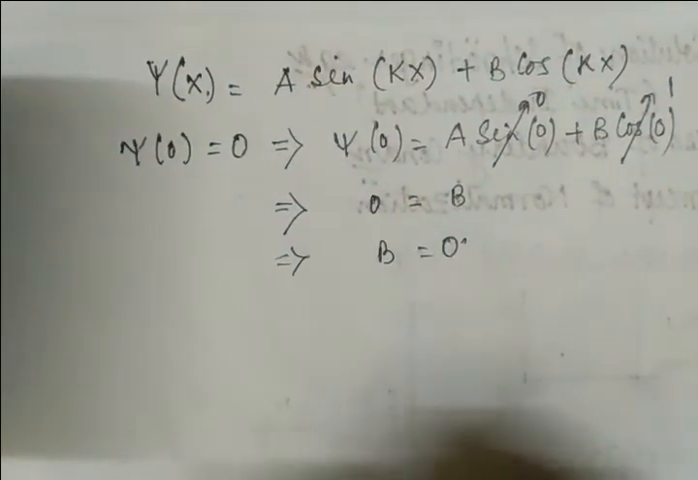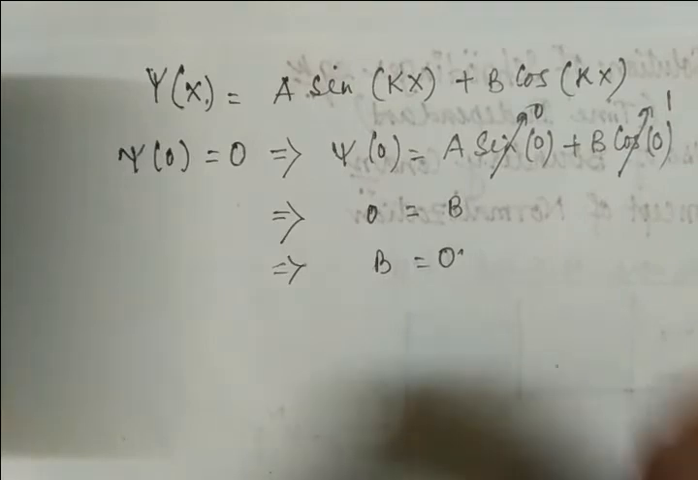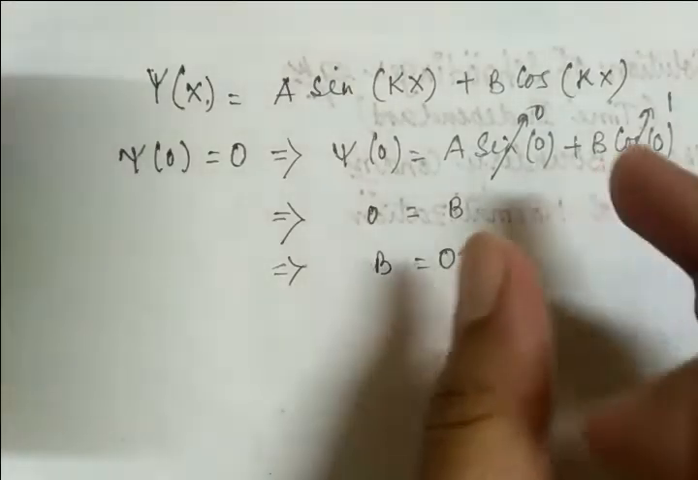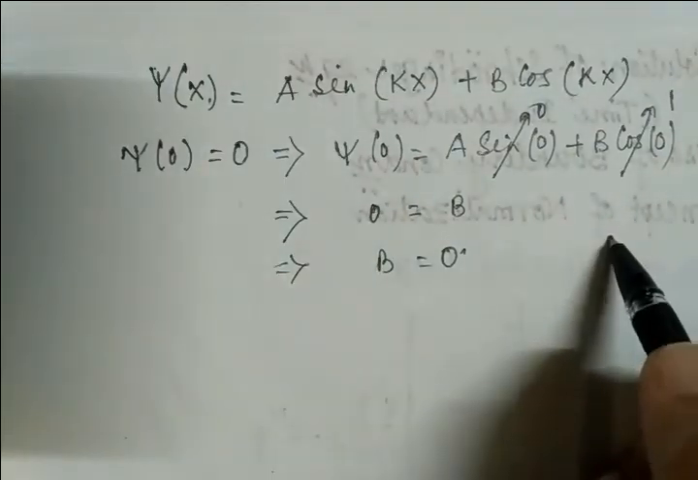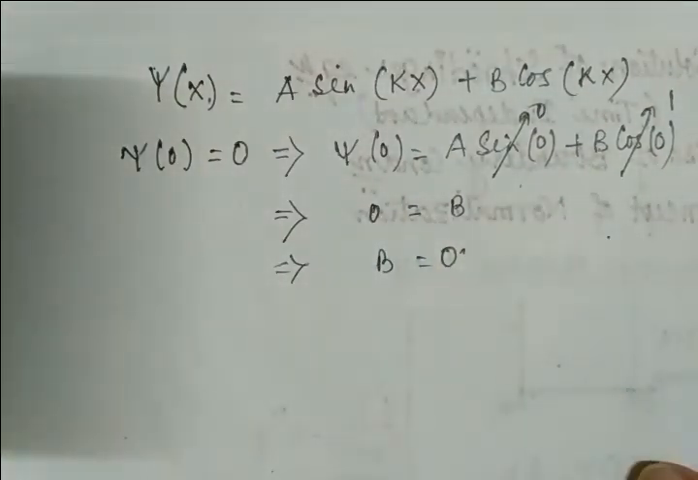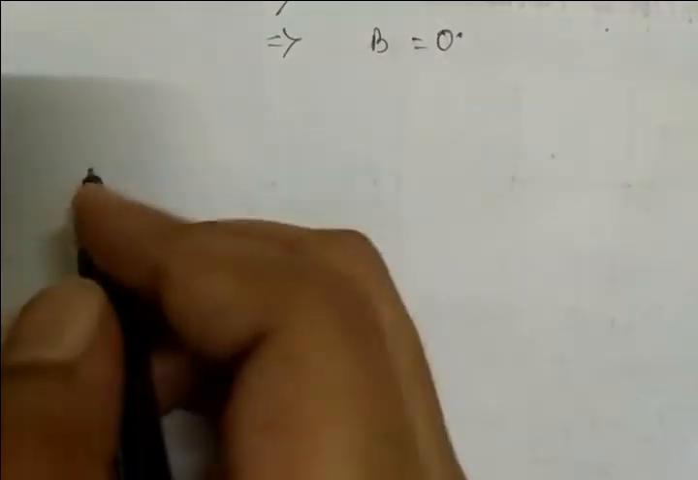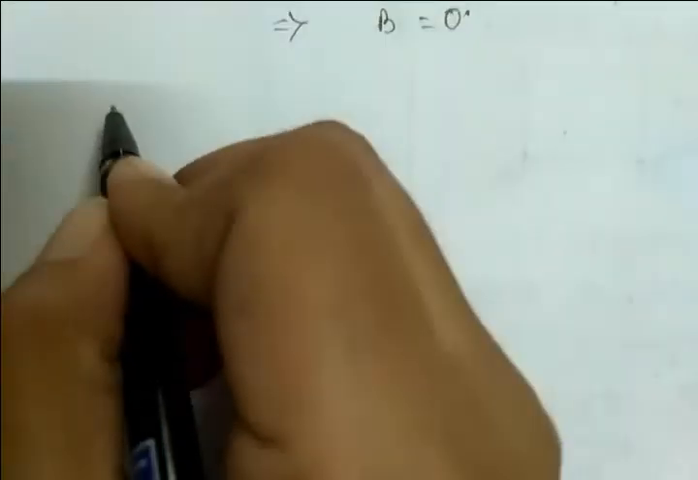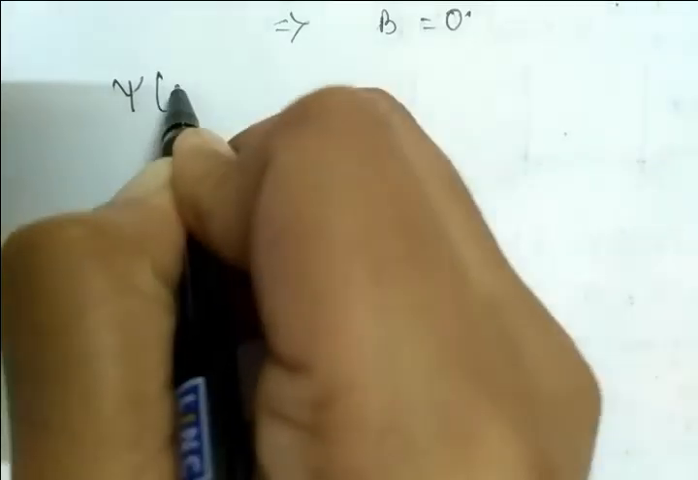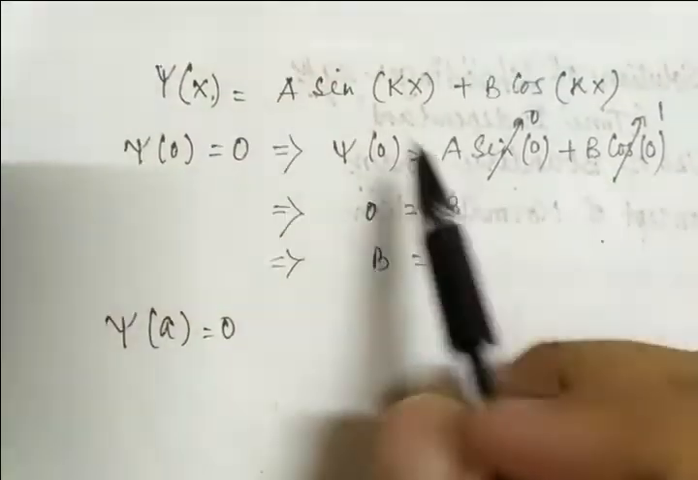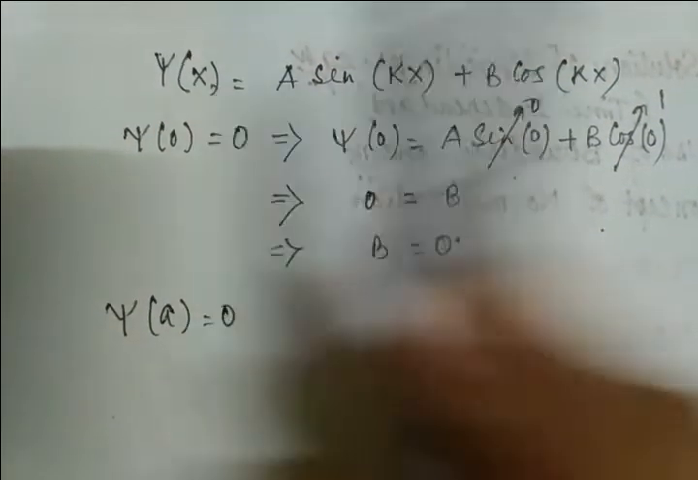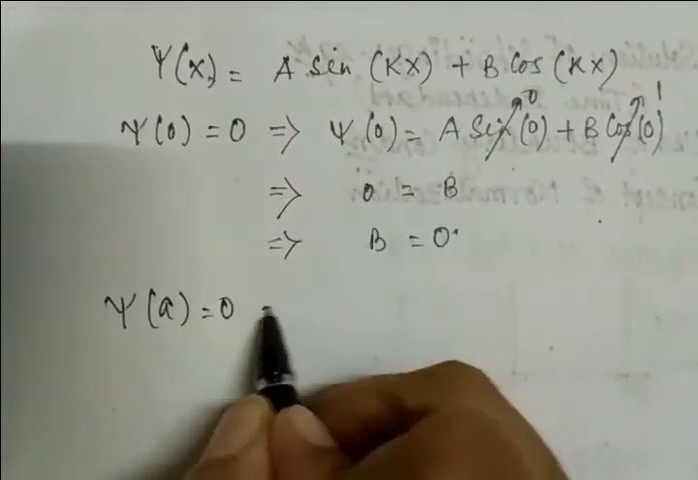And we have drawn an opinion that there is no cos part or cosine solution. So there will be only the sine part, right? Okay. So move to the further condition, that is psi of a equal to 0. So put the value in this expression, that is x equal to a, and what will be that?